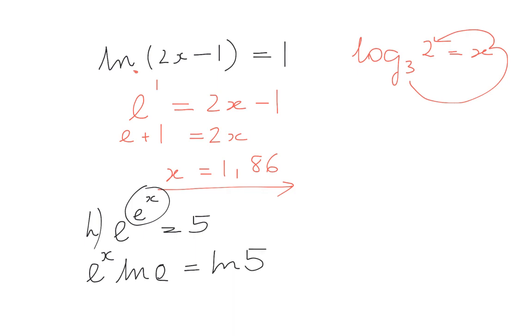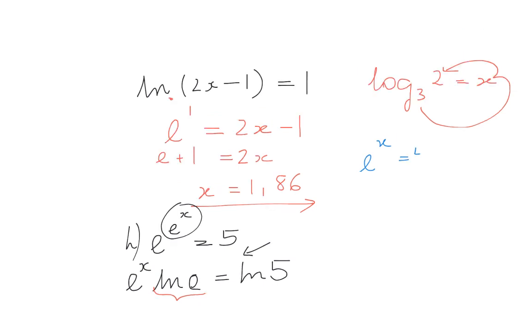Okay, so I jumped over that one step of taking a ln on both sides. I hope that you can follow. Right, so ln e is equal to 1. So I have e to the x equals 5. So we are back to our first example.